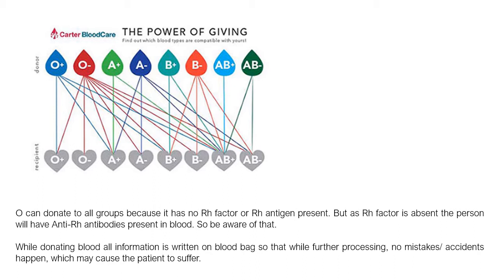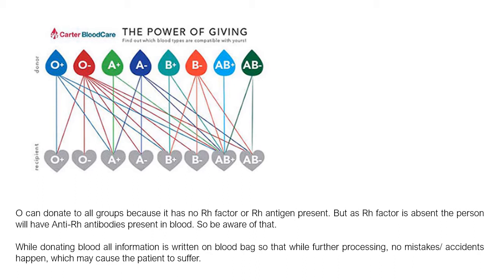Okay, so you can see O positive can donate to O positive, then A positive, then B positive, AB positive. To these four, O positive can donate, but O negative can donate to all: O positive, O negative, A positive, A negative, B positive, B negative, AB positive, and even AB negative. That's why O negative is considered the universal donor.